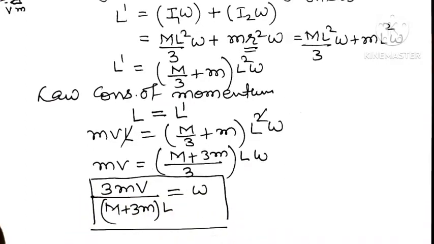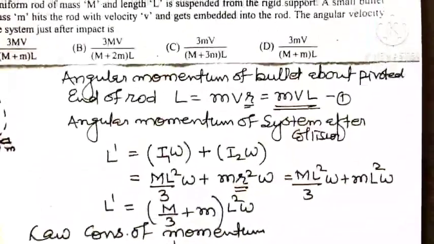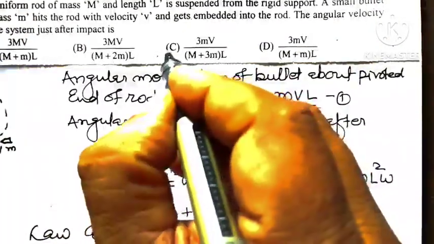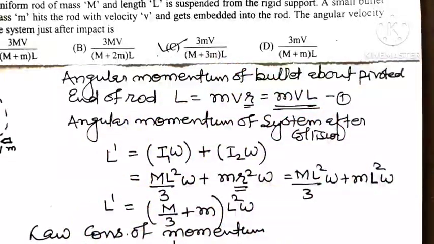So, out of the 4 options, which option is correct? Look at option number C, 3 m v divided by (M plus 3m) into L. So, C is the correct option for this question.